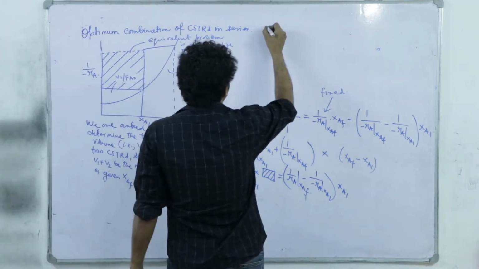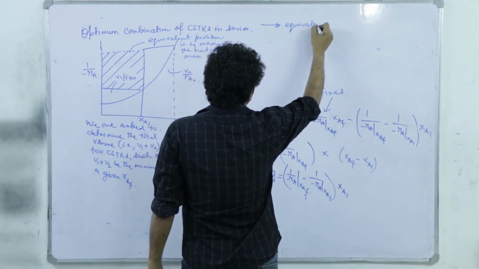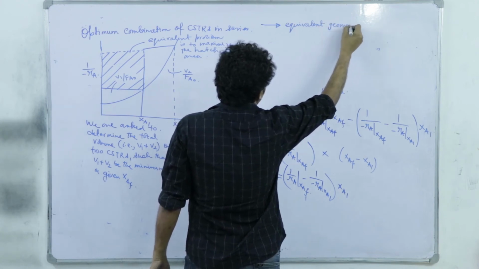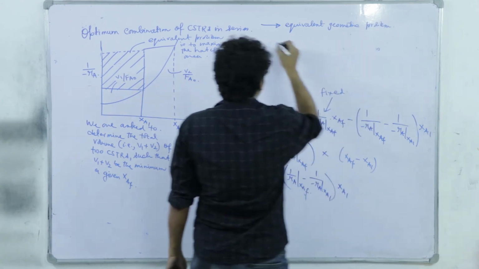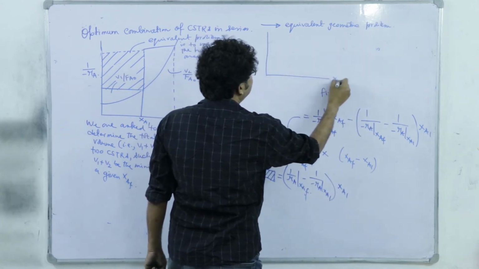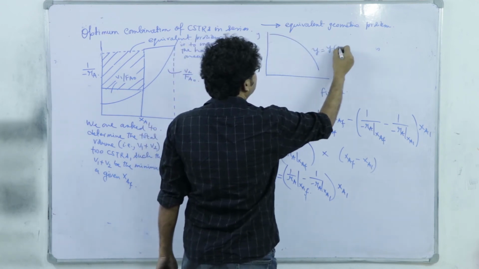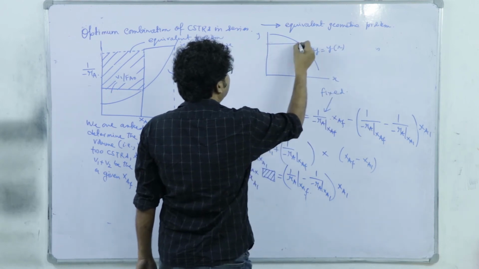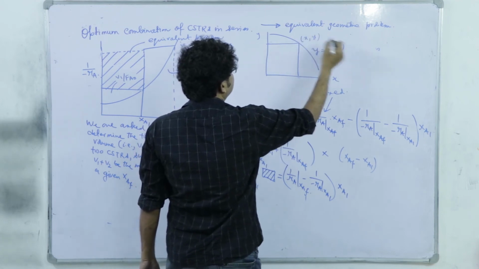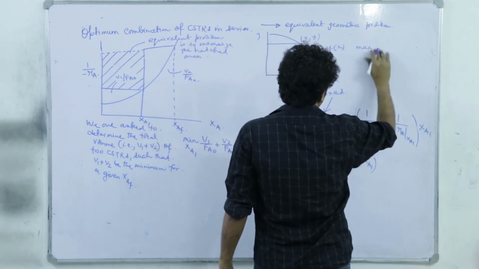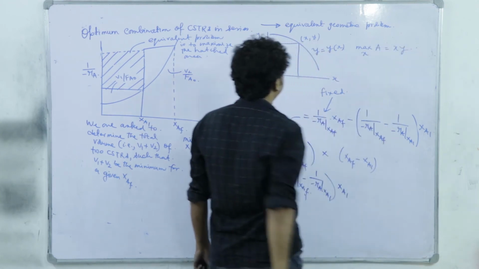Now, see the equivalent geometric problem. What is that? We have an xy space and there is a curve which is a function of x, and we have a rectangle like this, right. This is x comma y. So, our problem is maximize A, which is x into y, right.